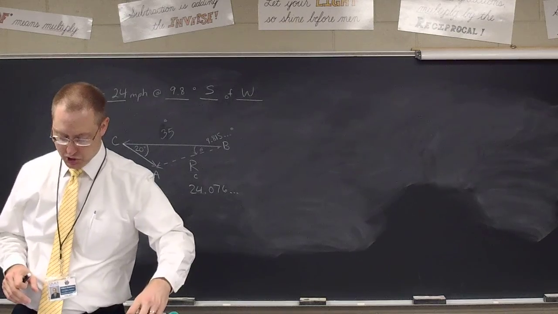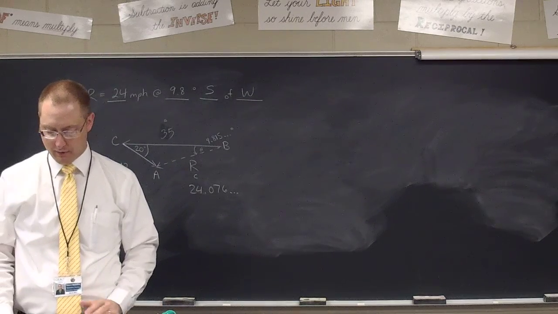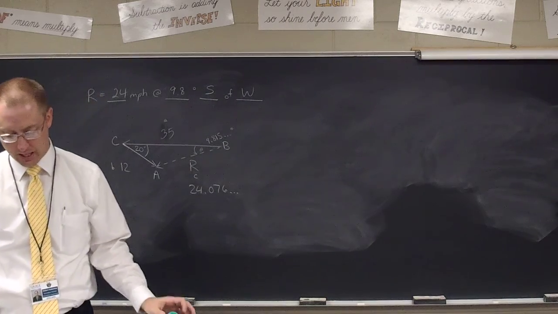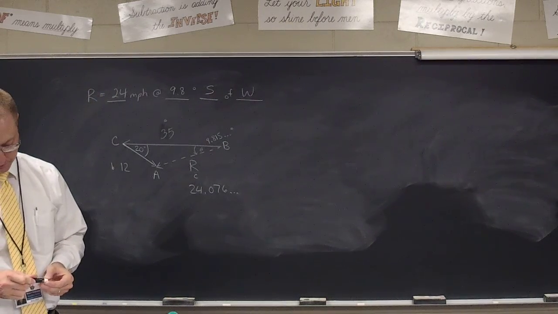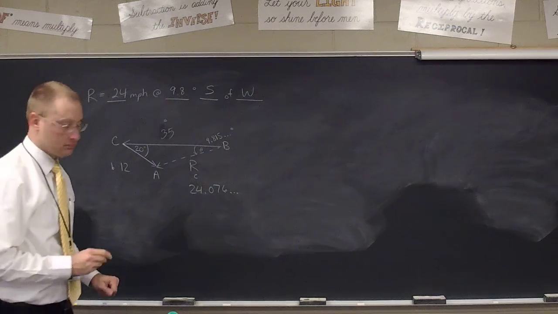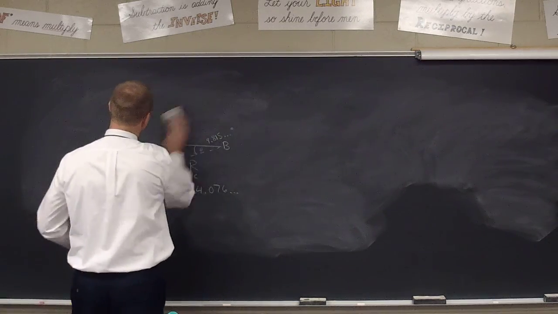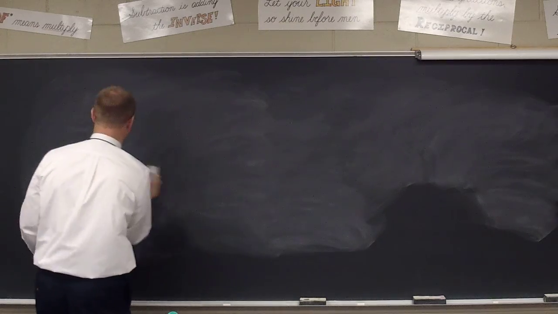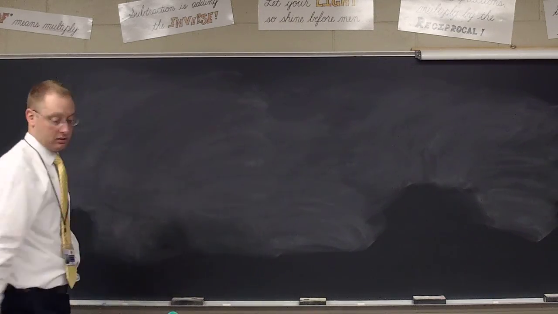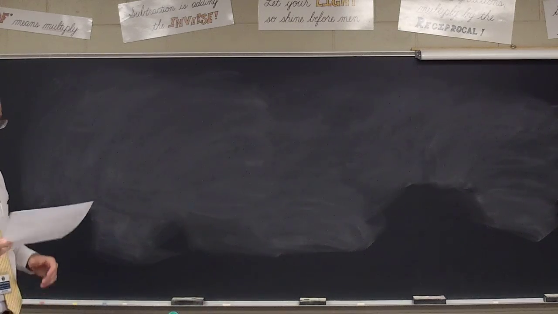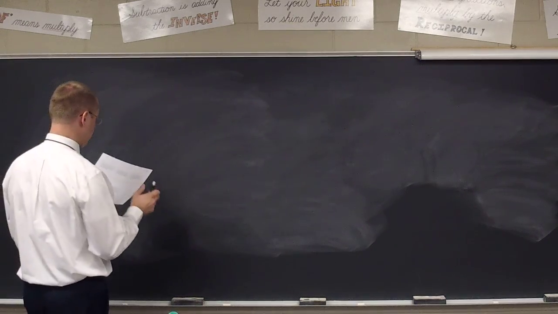Plane is flying due east at 240 miles an hour. Wind is blowing 35 degrees to the north of west at 30 miles an hour. Find the resultant velocity of the plane. Let's start with just the picture.